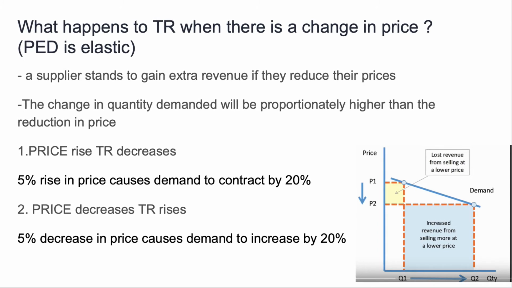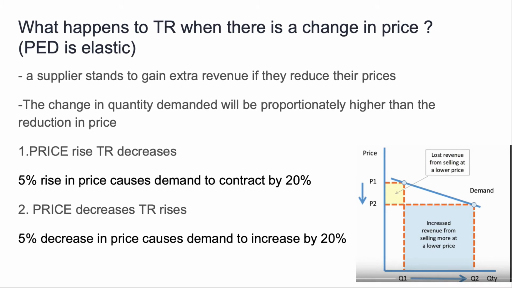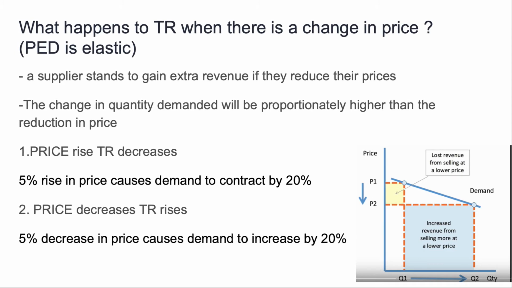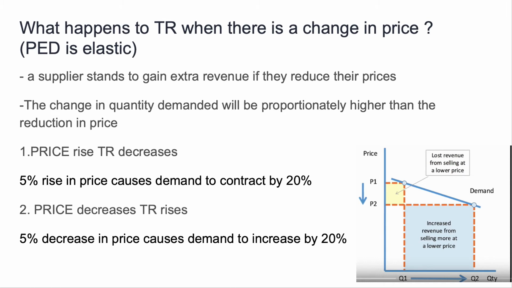When the price goes up, a whole lot of people don't want to buy it, and therefore the size of the total revenue box gets smaller. So when the price goes up, total revenue falls, and when the price goes down, total revenue goes up. That's why products that have elastic demand will have sales all the time.